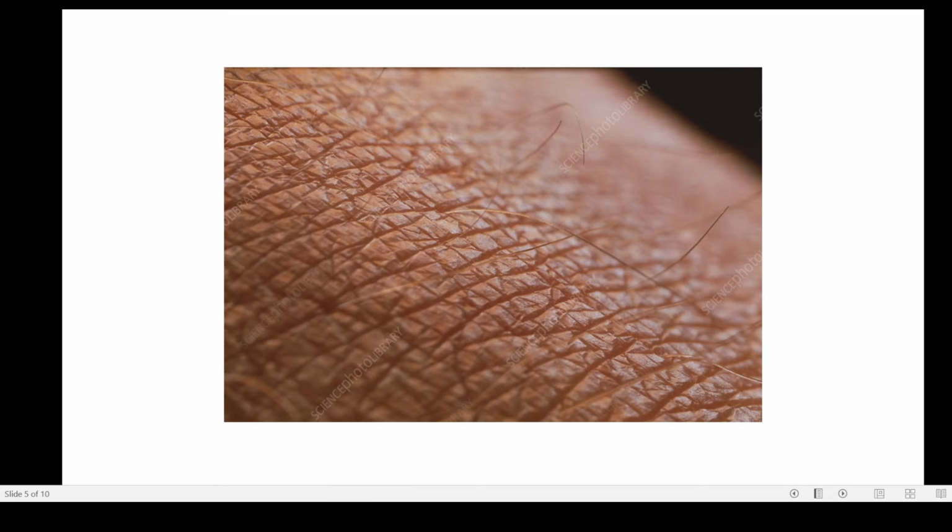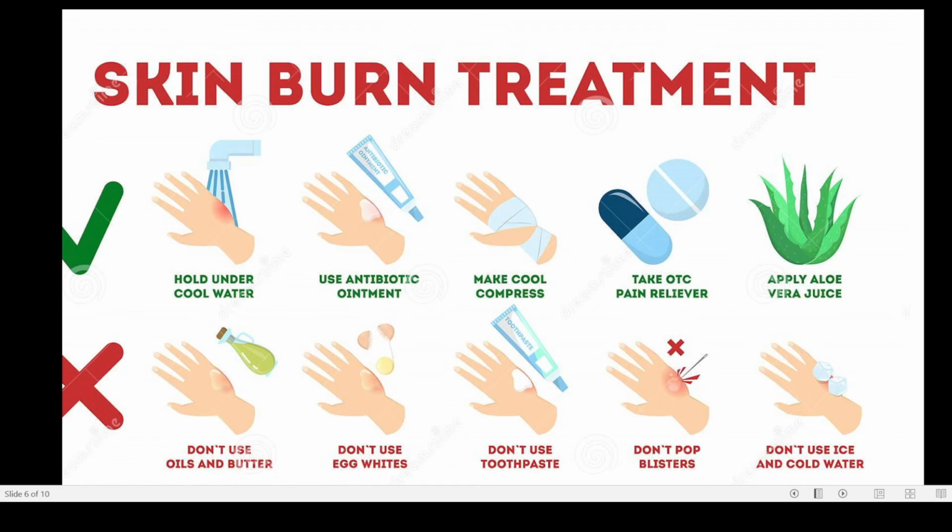Now this is the skin. When we magnify, then we find the skin looks like this. Now this is a slide which is showing skin burn treatment. Whenever there is a skin burn, there are certain things you will do and there are certain things which you will never do. So let us see what are the things which you will do.